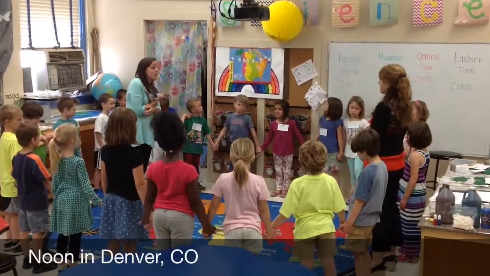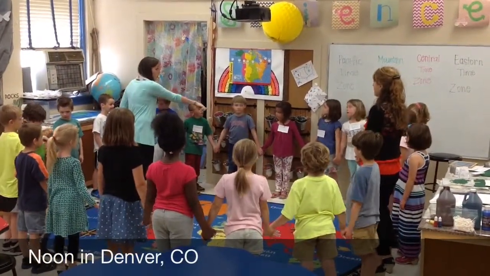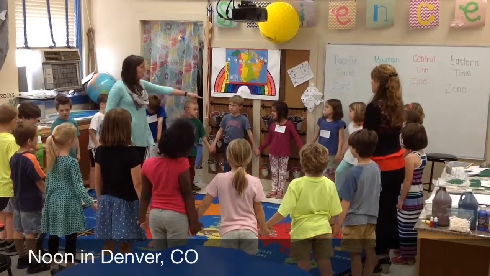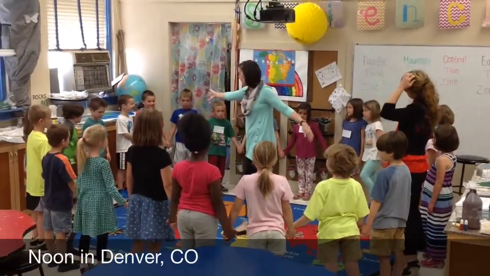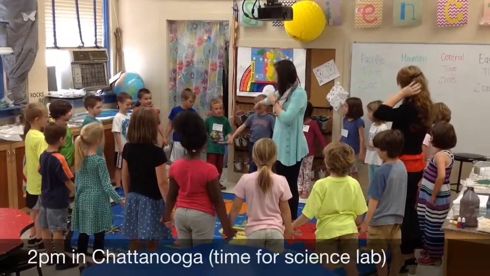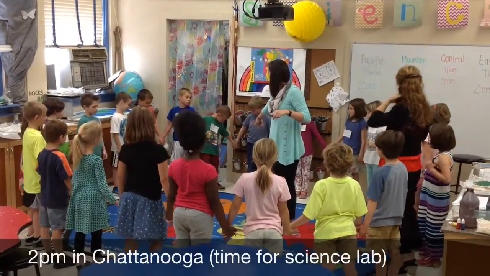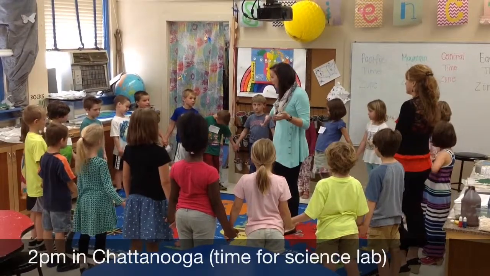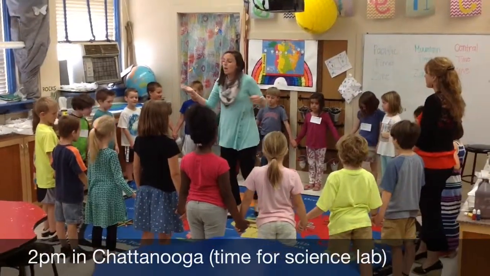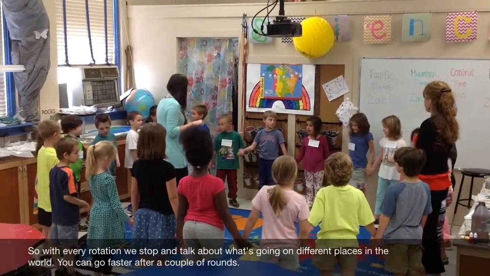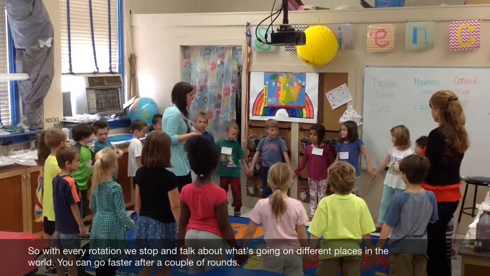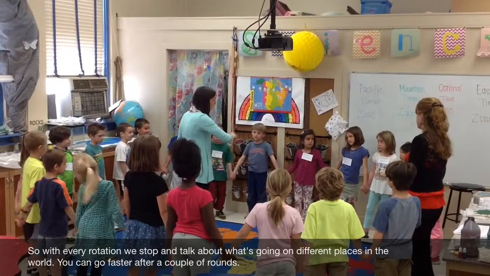Because the sun is shining directly on Colorado, right? So Colorado is noontime. If it's noontime in Colorado, what time is it in Chattanooga, Tennessee? Alex? No. Look down. 2 p.m. Okay, so that's when you go to science. Whereas you're in science in Chattanooga, Tennessee, Hawaii, you would just now be arriving to school.